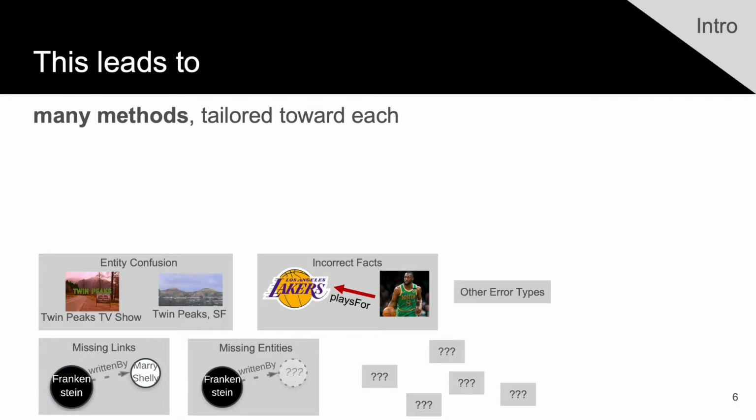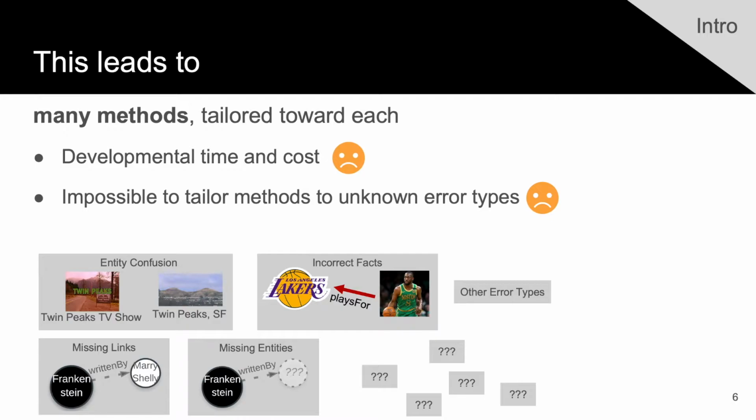The standard approach to dealing with errors and missing information is knowledge graph refinement, and this involves tailoring techniques towards each type of error or missing information. But this has a number of limitations. The first is the developmental time and cost involved in tailoring techniques towards each type of error and towards each type of missing information.